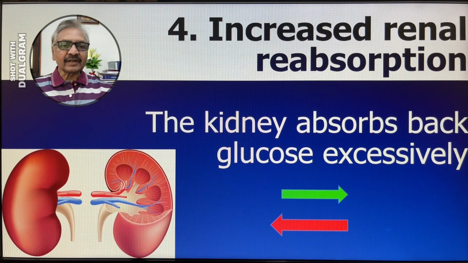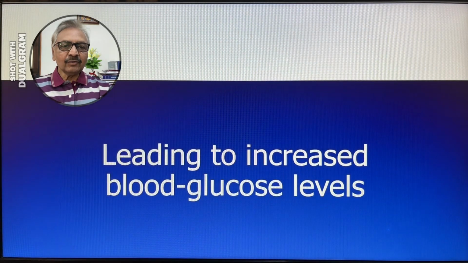The fourth defect is increased renal reabsorption. The kidney absorbs back glucose excessively. Normally, glucose is excreted by the kidneys and reabsorbed back, and in diabetes, reabsorption of glucose will be in excess quantities, leading to increased blood glucose levels.